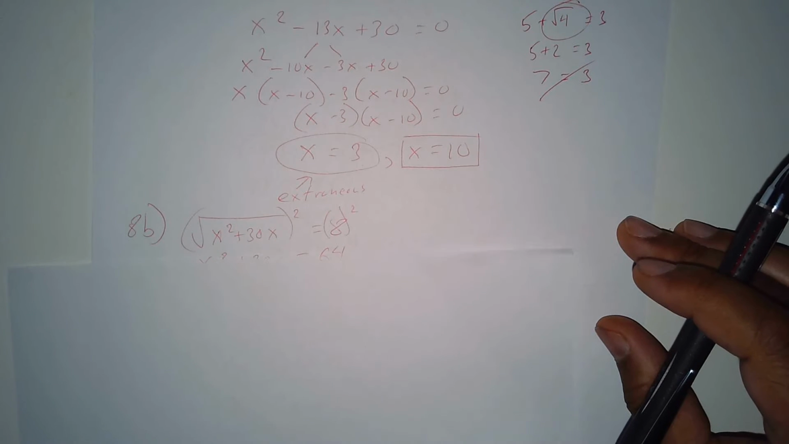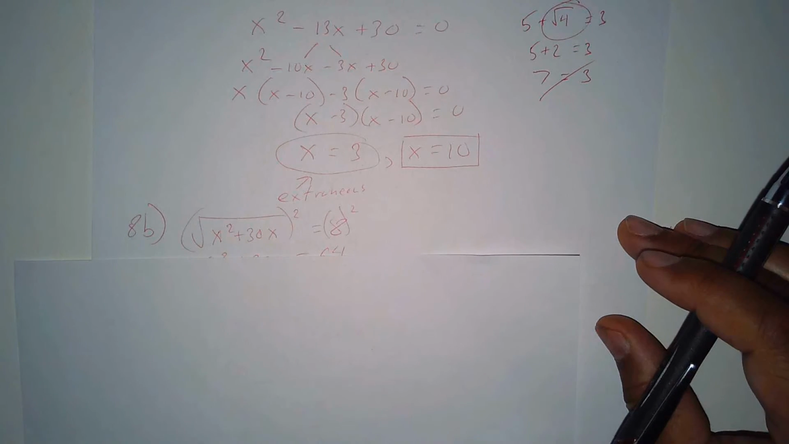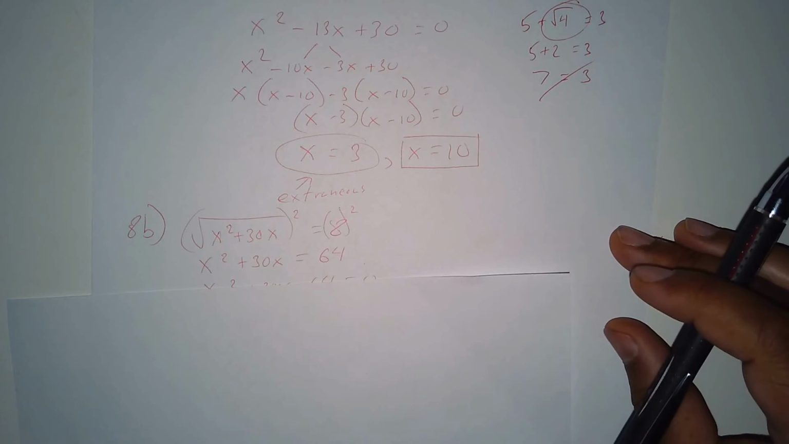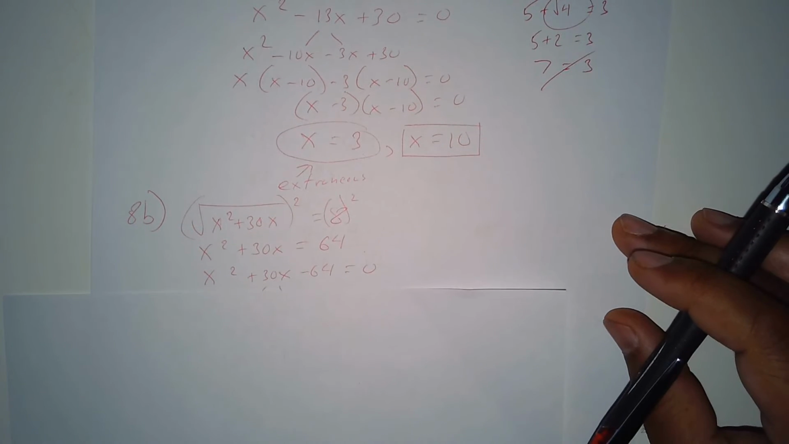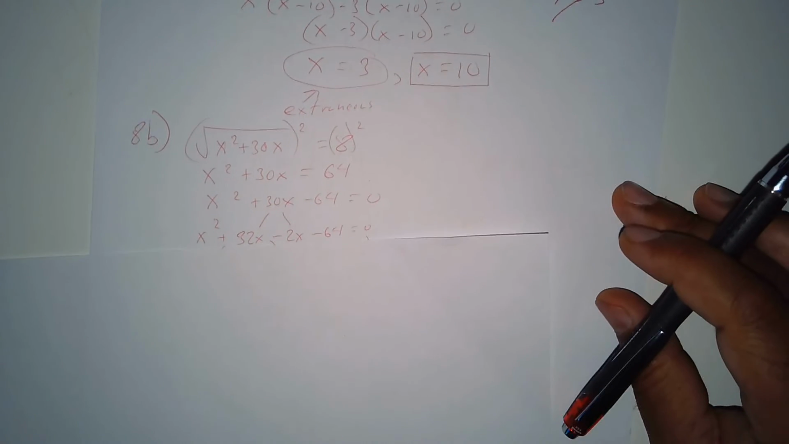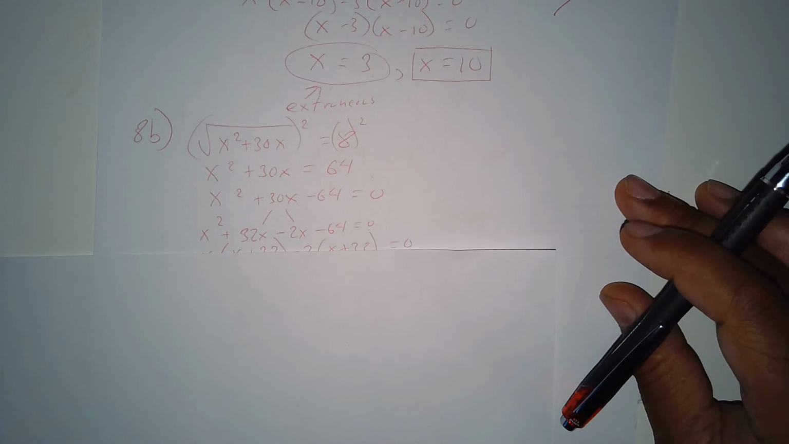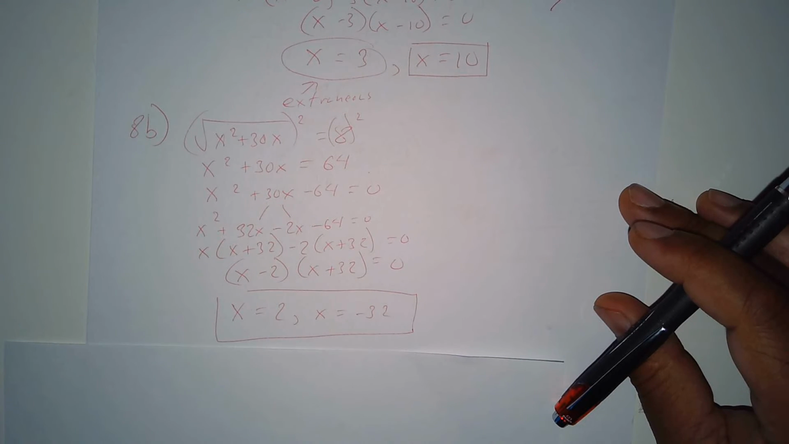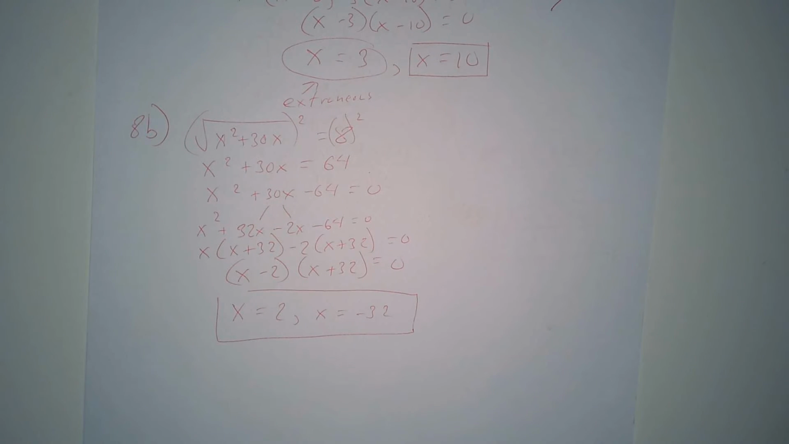Okay, the next one here, the same idea, we're going to square that. We get x squared plus 30x equals 64. Move the 64 to the other side, and then we can factor that. Two numbers are going to be 32 and negative 2, right? They add up to 30 and multiply to negative 64. Here are our two answers, and this time they both happen to work. So both answers are valid.